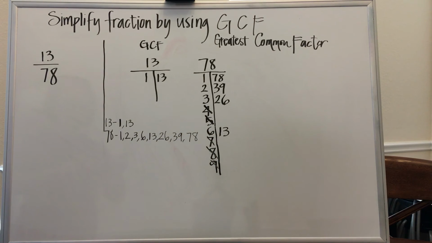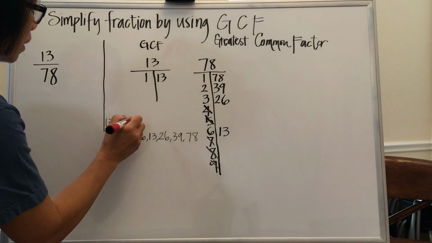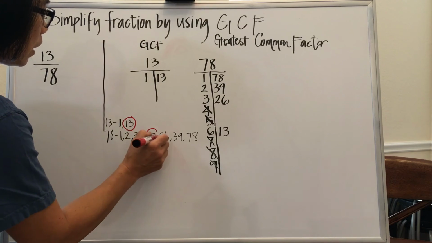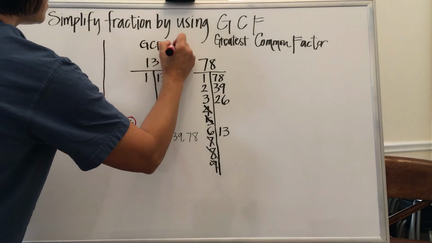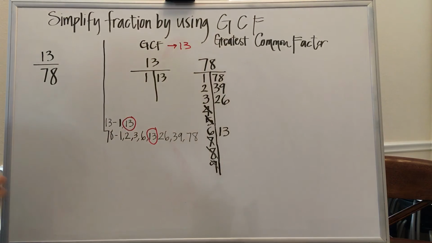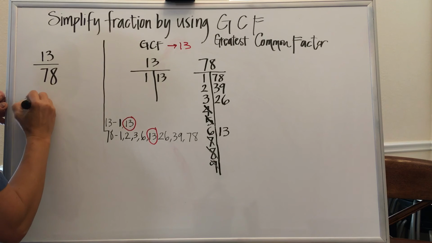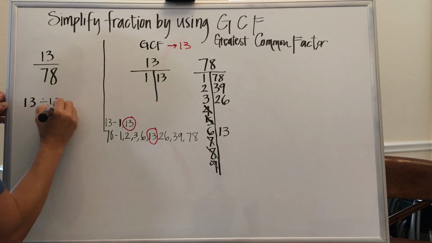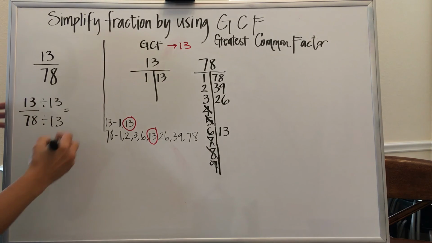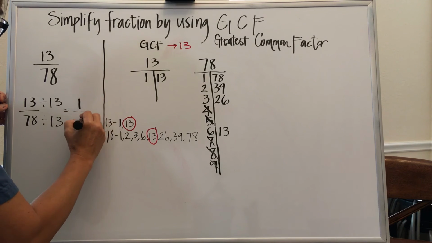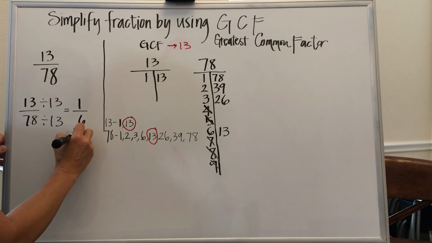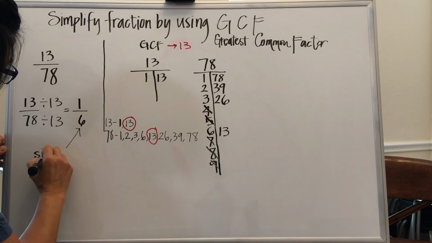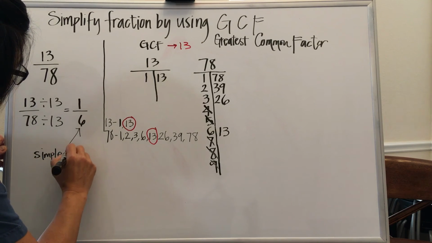Now, there's one that you can see that they automatically have in common, and that's the prime number itself. So 13 and 13 is in common. That means the GCF is 13. Now we're going to divide this fraction by the greatest common factor: 13 divided by 13, and 78 divided by 13. Therefore, our simplest form is 1/6. So again, this becomes my simplest form.